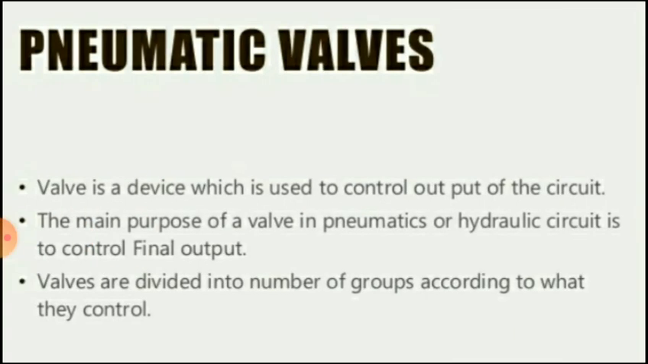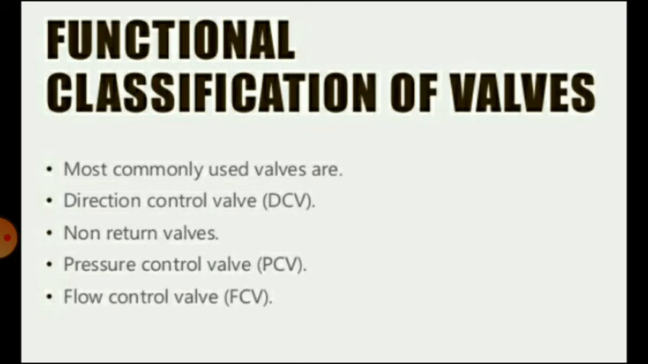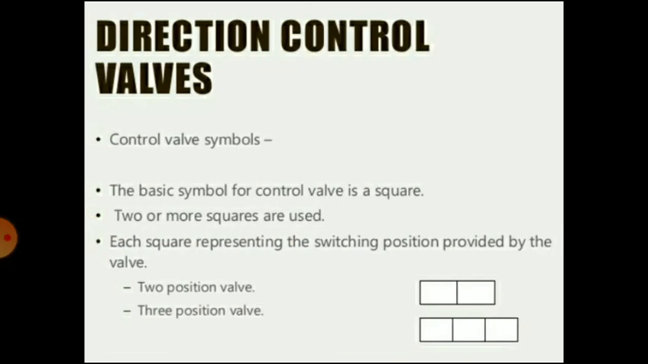Now we will see the next component of the pneumatic system, that is pneumatic valves. A valve is a device which is used to control the output of the circuit. The main purpose of a valve in a pneumatic or hydraulic circuit is to control the final output. Valves are divided into a number of groups according to what they control. The most commonly used valves are direction control valves, that is DCV, non-return valves, pressure control valves, PCV, and flow control valves, that is FCV. First is direction control valves.